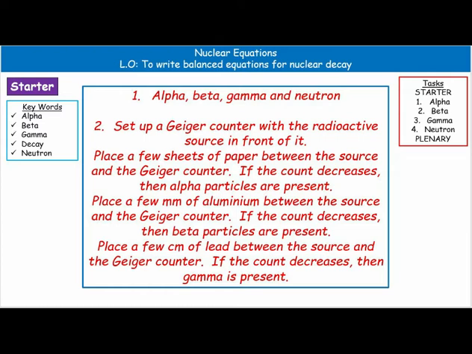So really what we're describing there is that experiment with our Geiger counter and our radioactive source, and then placing the different materials in front to see, does the count decrease? If it does, then obviously it means it's blocking some of that radiation from reaching the Geiger counter, and we know that those different types of radiation have different penetrating powers.